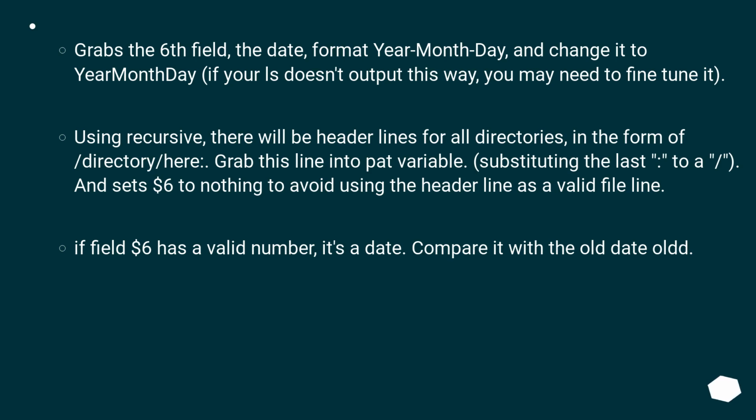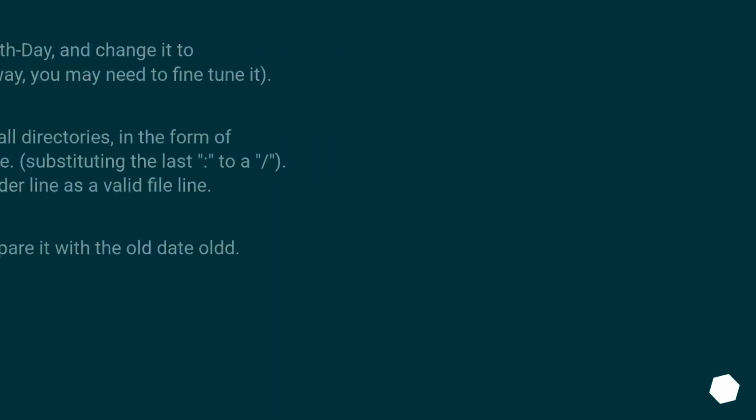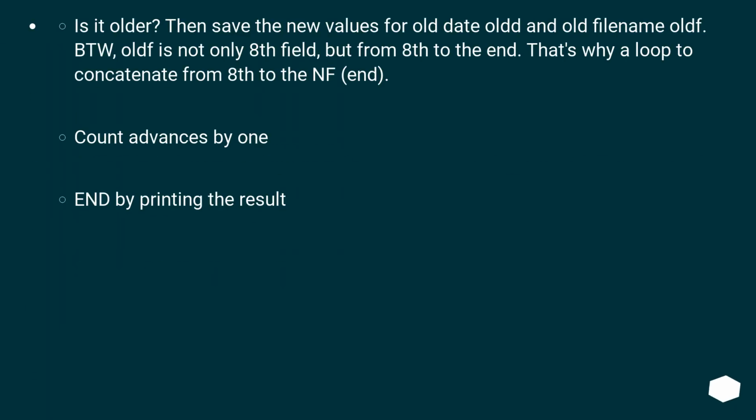Compare it with the old date. Is it older? Then save the new values for old date and old file name. By the way, the file name is not only the 8th field, but from the 8th to the end. That's why there's a loop to concatenate from the 8th to the NF, the end.